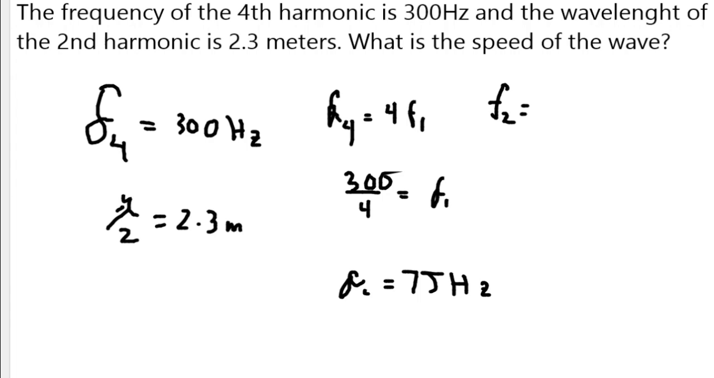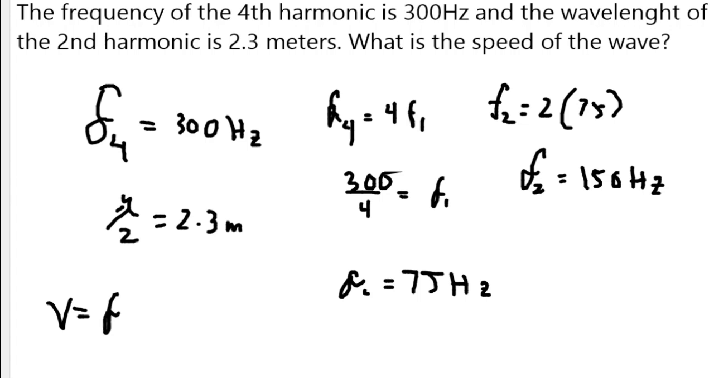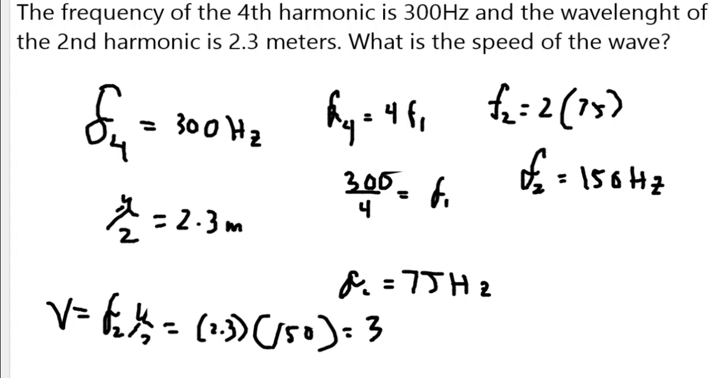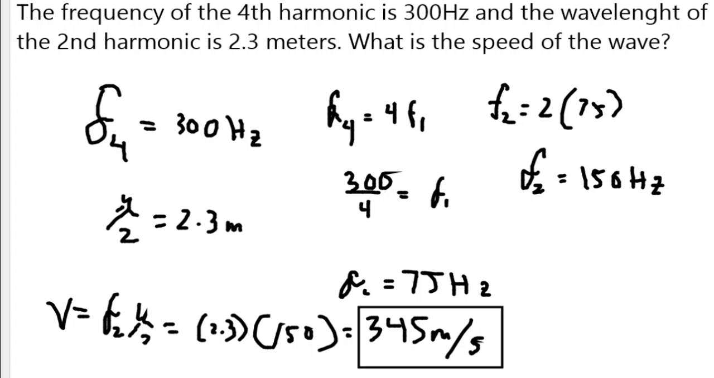Okay, so now we have that. So let's calculate the frequency of 2. That's going to be 2 times 75. So the frequency of the second harmonic is going to be 150 Hertz. So now the numbers are matched. What we can do here is use this: velocity is equal to frequency times wavelength. So frequency times wavelength is going to be 2.3 meters times 150 Hertz. So the velocity at the second harmonic is, it's basically constant. So 345 meters per second. It's a lot of speed.